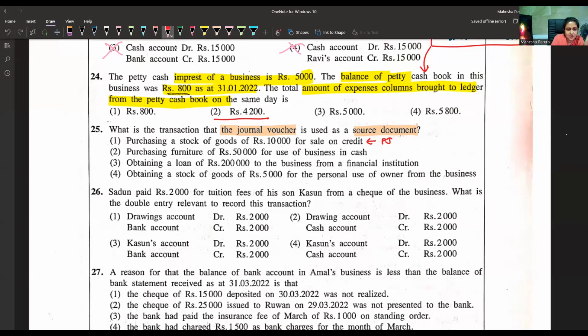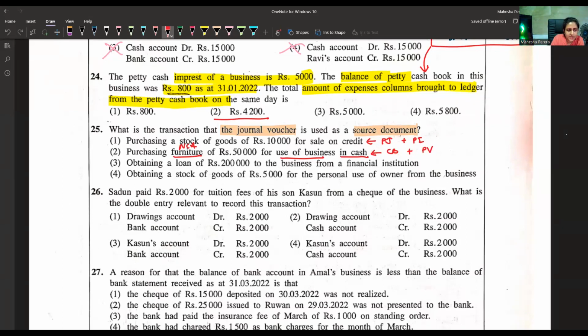Purchasing furniture for use of the business. Here furniture is a non-current asset, but it's in cash. If it is in cash, your book should be the cash book. Now for the first one, the book is the purchases journal and the source is the purchase invoice, which I wrote in short. The second is a cash purchase, so the book is the cash book and the source is the payment voucher.